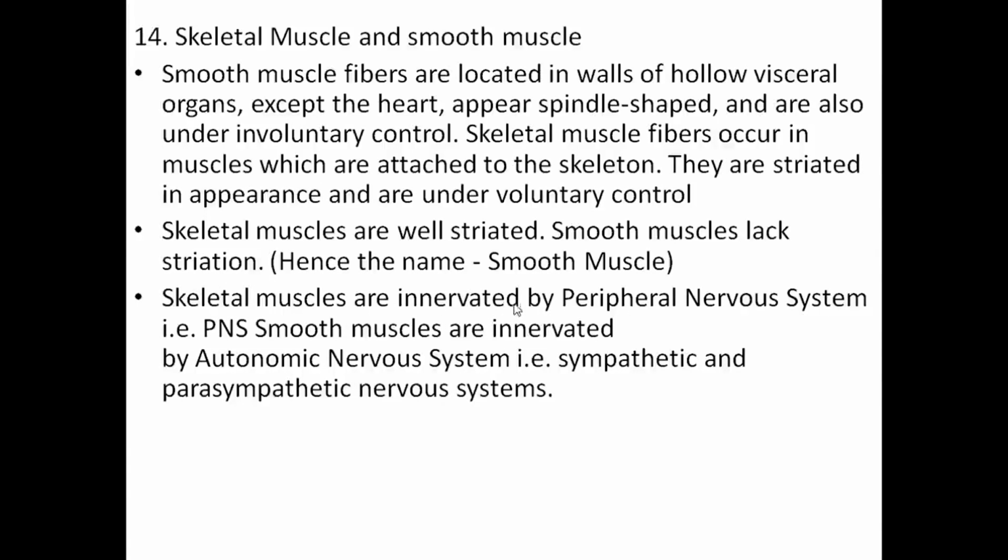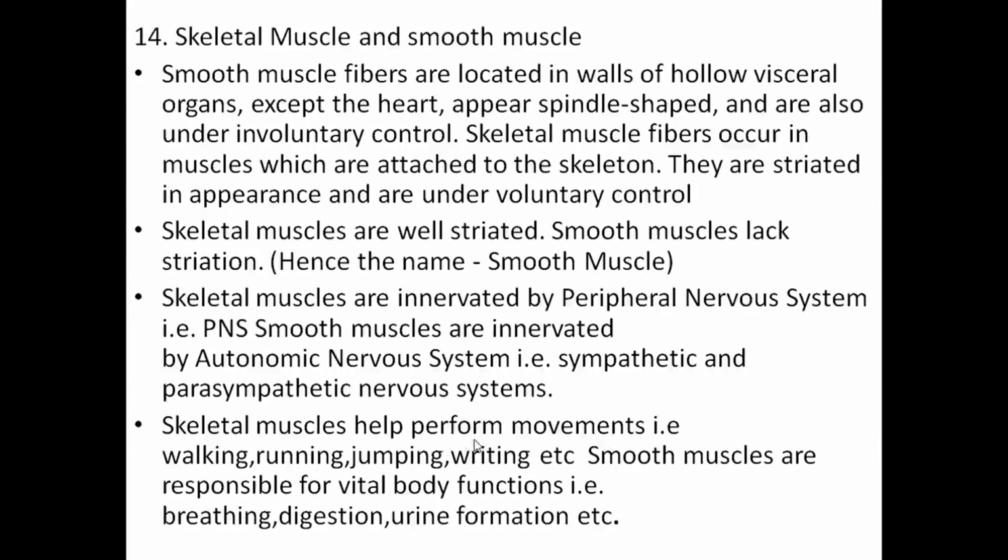Skeletal muscles are innervated by the peripheral nervous system, that is PNS. Smooth muscles are innervated by the autonomic nervous system, that is the sympathetic and parasympathetic nervous systems. Skeletal muscles help to perform movements, that is walking, running, jumping, writing, etc. Smooth muscles are responsible for vital functions like breathing, digestion, urine formation, etc.